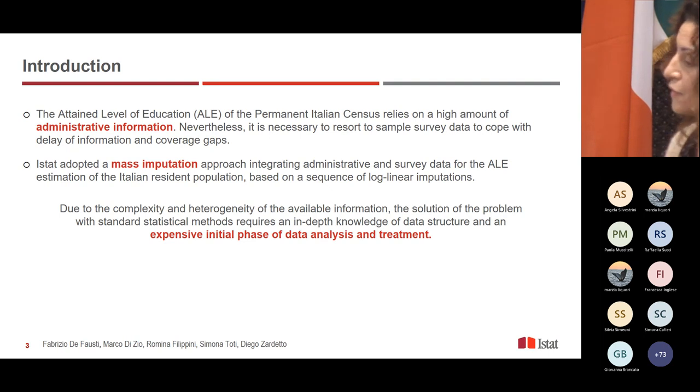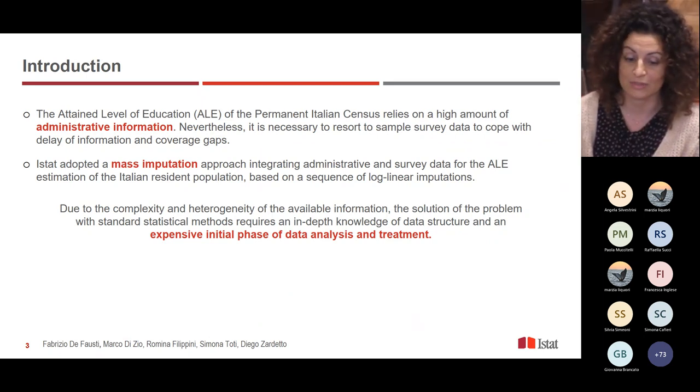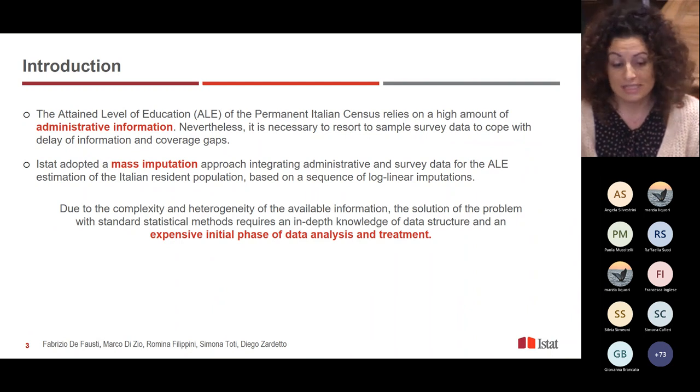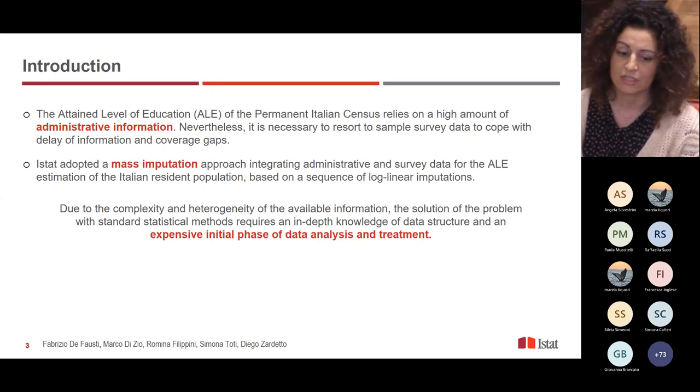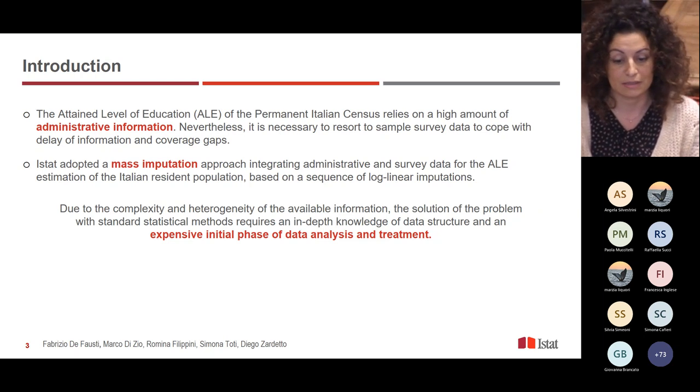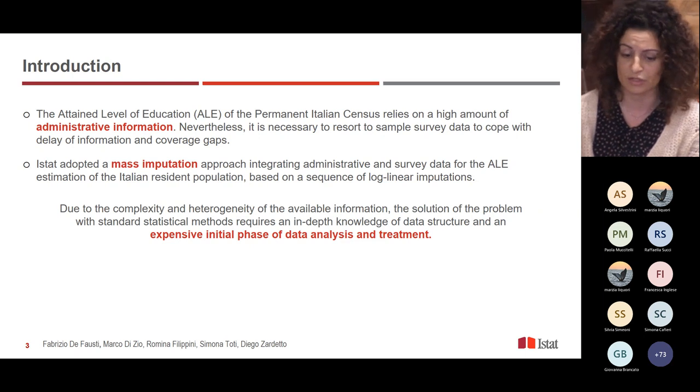The attained level of education of the permanent Italian census, which we refer to here as ALE, relies on a high amount of administrative information. But this information is characterized by coverage gaps and delays. So it is necessary to resort to sample survey data. For the estimation of ALE for all the Italian resident population, Istat adopted a mass imputation approach that integrates administrative and survey data. The procedure is based on a sequence of log-linear imputations.